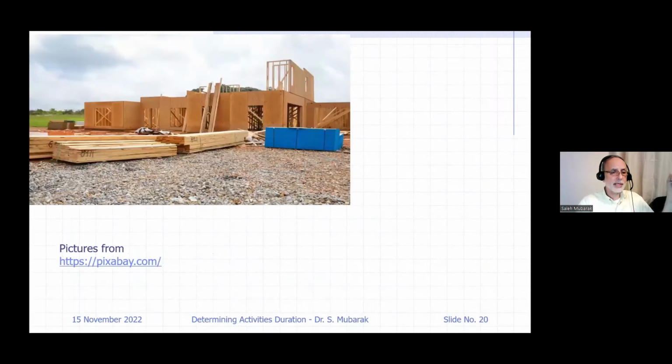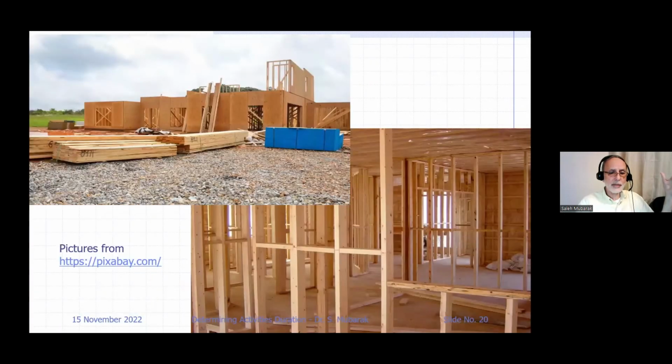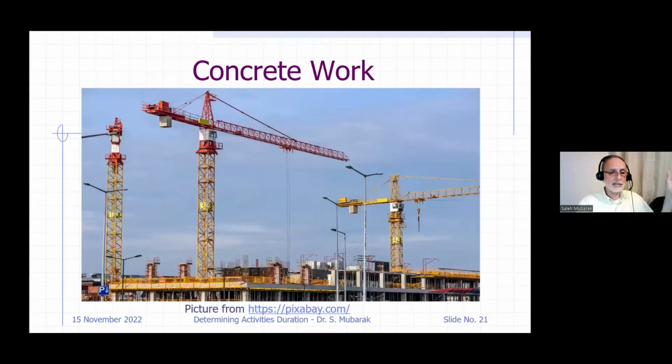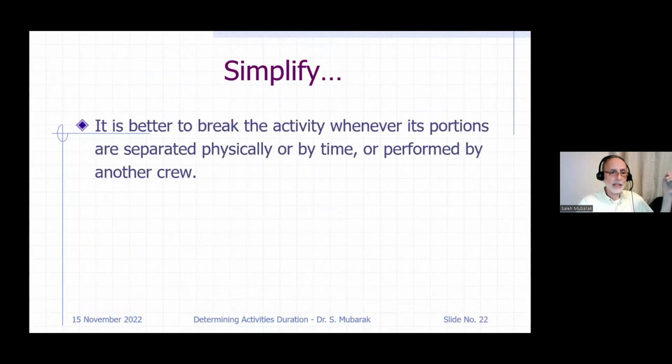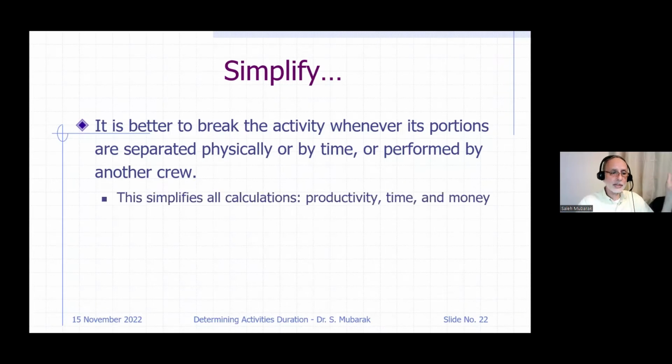All right. Use the KISS system. Keep it simple. This is framing. Yes, it's the same crew, but studs are different from blocking, different from joists, different from trusses, and so on. This is a concrete operation. So we want to simplify: break the activity down whenever its portions are separated physically or by time, chronologically, or performed by another crew. This simplifies all the calculations, productivity, time, and money. Time, I mean the duration, and the cost.